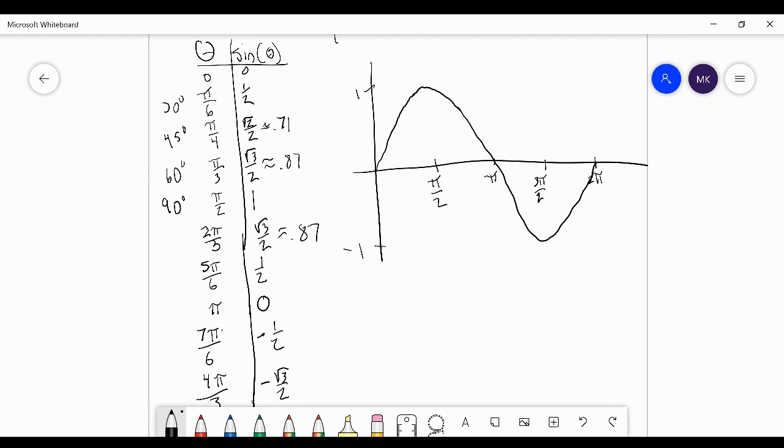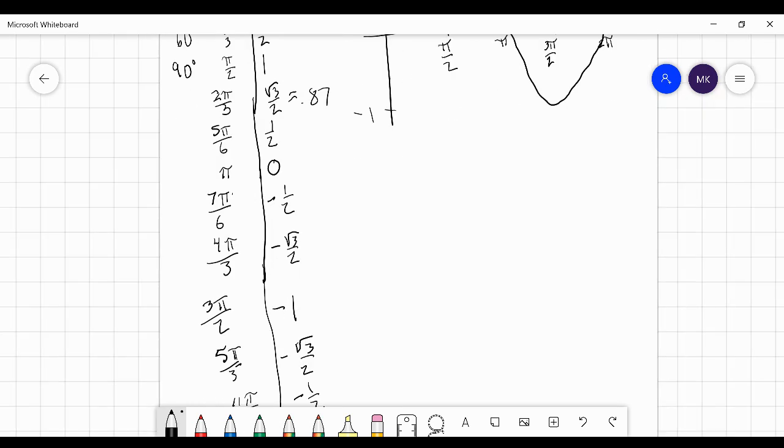For y max, the maximum value of the sine and cosine function is 1, and the minimum value is negative 1. So for the max, let's do 1.5, and for the min, let's do negative 1.5. For the y scale, I just leave it at 1. Once you've got all that, hit graph. And now you can see this graph of the sine function. It's really cool.